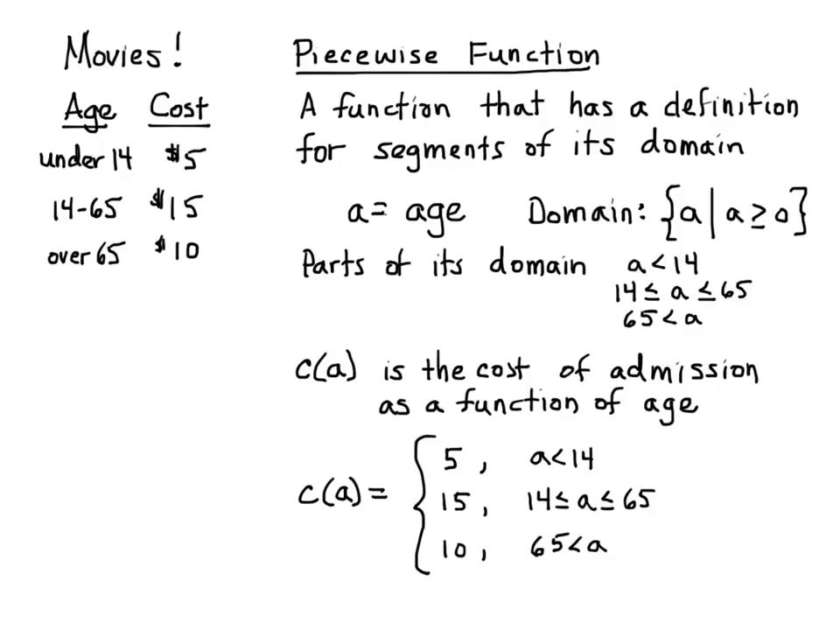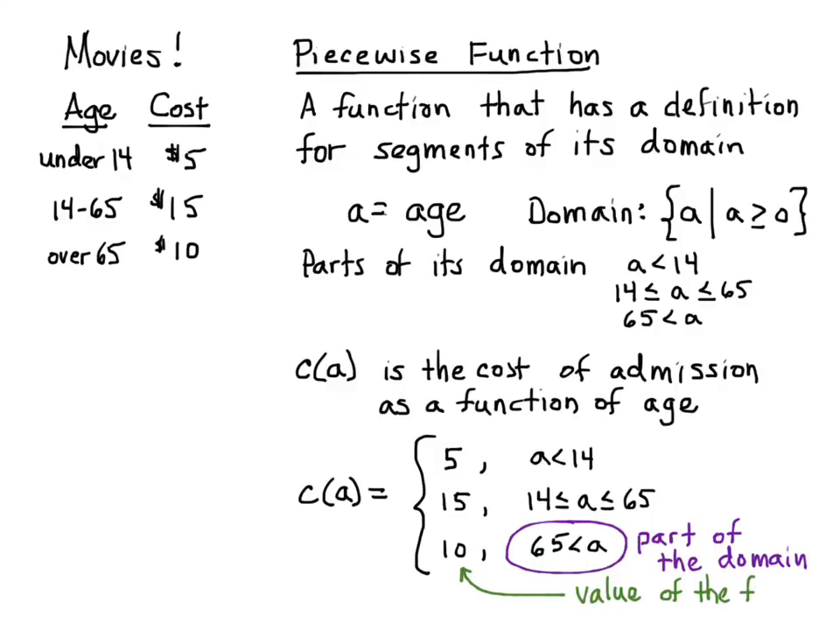All right? Now, in different books, you'll see this thing written slightly differently. Instead of just writing a comma right in here, they'll put the word if. And perhaps that's clearer if you want to think about 5 if A is less than 14, 15 if 14 is less than or equal to A is less than or equal to 65. So sometimes you see the word if in there and sometimes you don't. It's really up to the author. And so the second column is always the part of the domain, and the value of the function is what's in front of it. Okay, any questions about this?